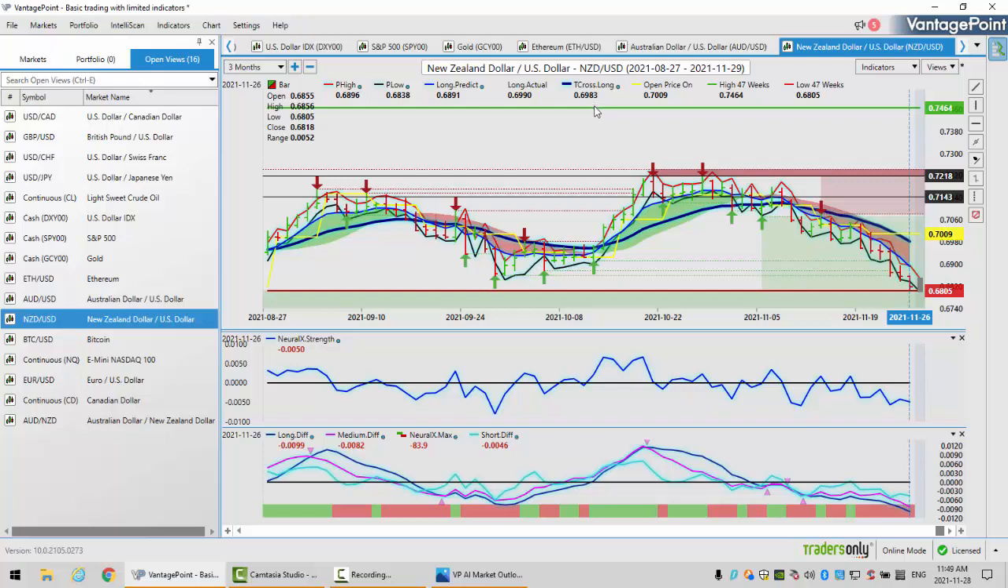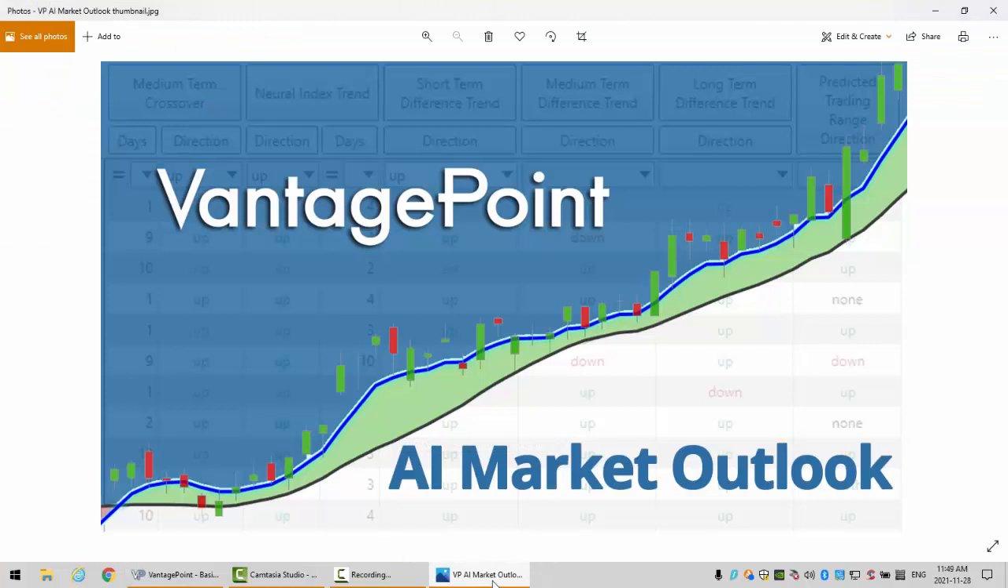So we do have a very volatile, choppy week next week with the non-farm payroll, but with that comes opportunity. So with that said, this is the VantagePoint AI Market Outlook for the week of November the 29th, 2020.